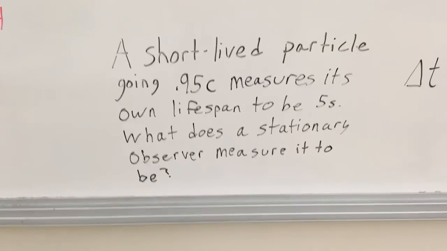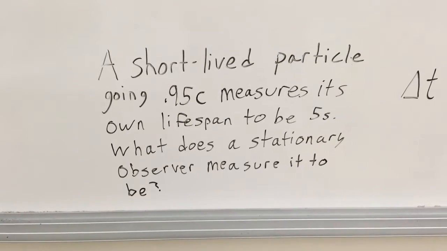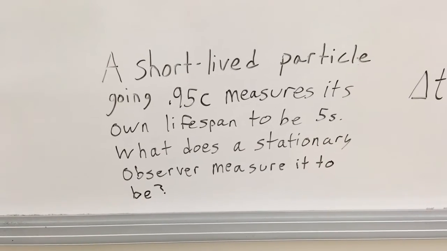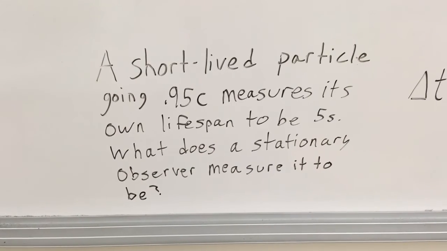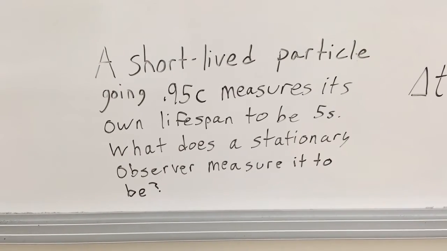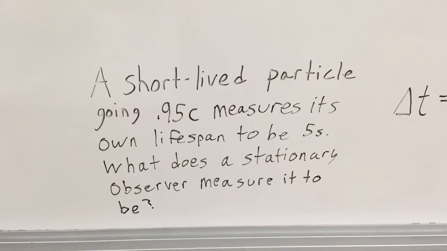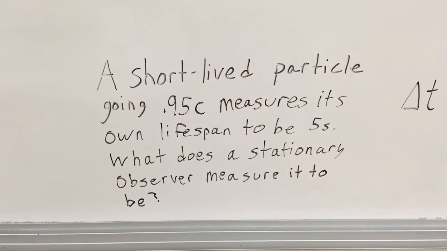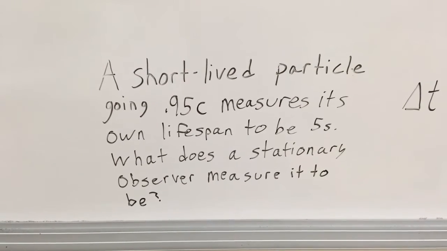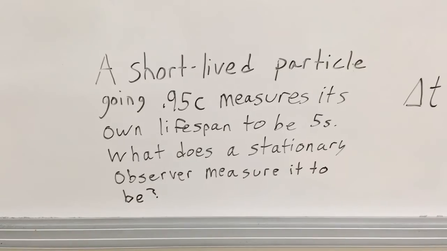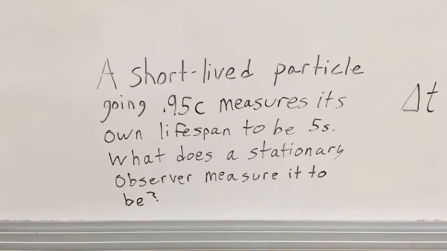The only kind of hard part about these problems is figuring out which observer is measuring proper time and which observer is measuring not proper time, just delta t. In this problem, I'll give the answer. Hope you thought about it a little bit. The particle, because it's moving and measuring its own lifespan, which is the event, measures proper time, and the person stationary is measuring delta t.